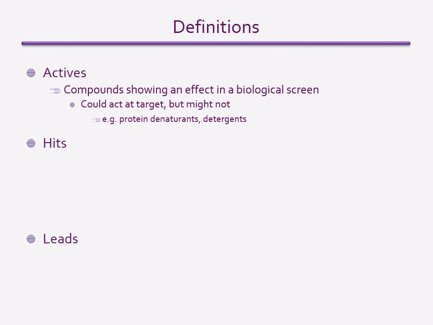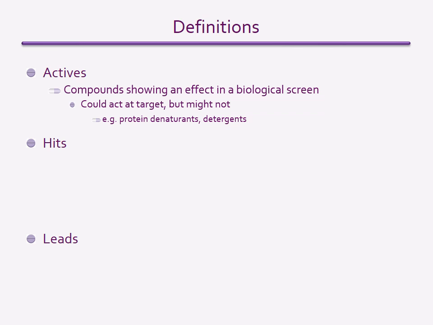It may be that the drug discovery project is searching for a receptor antagonist, but the compound showing a positive result in the assay is an agonist. The compounds showing a positive result at this stage are therefore defined as actives.